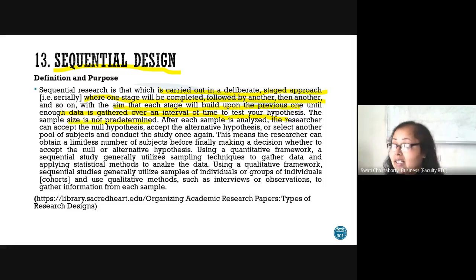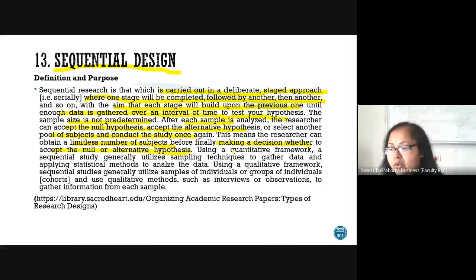The sample size is not predetermined. After each sample is analyzed, the researcher can accept the null hypothesis, accept the alternative hypothesis, or select another group of subjects and conduct the study again. Which means the researcher can obtain a limitless number of subjects. You can work on an n number of people before you finally make a decision whether to accept the null or alternative hypothesis.